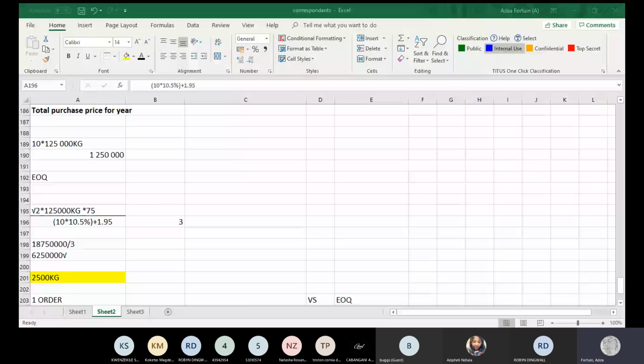If I look at it versus my EOQ, the 75 Rand is my cost to place the order. I take my annual demand usage and divide it by 2,500, because with the EOQ you want to know how many times a year you will order. So 125,000 divided by 2,500 and you times it by 75. My carrying cost, I take my EOQ, divide it by 2 and multiply it by the 3 Rand, which was this 3 Rand here.